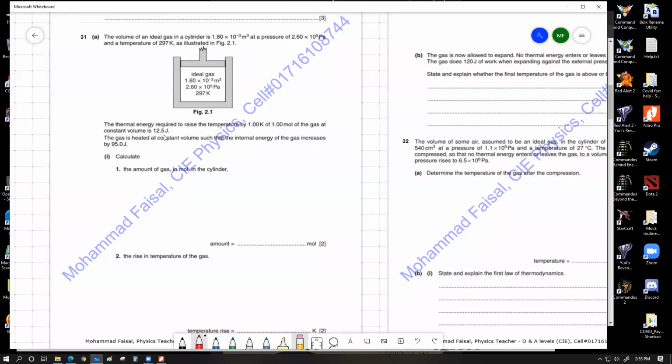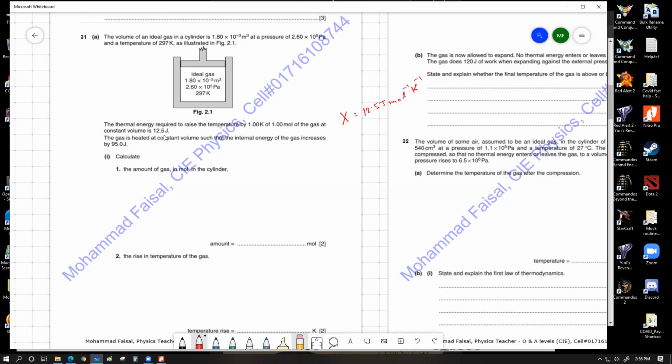So I can say that this quantity, which I can write, let's say by a random variable, thermal energy, let's say I'm going to call it X, that is going to be 12.5 joule per mole per Kelvin. That's the value of this whole thing.